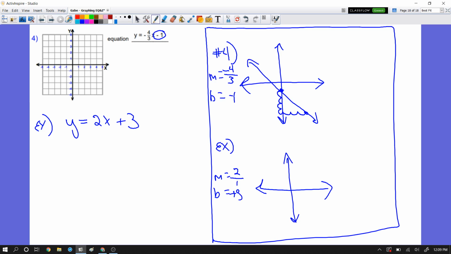I'm going to go up 1, 2, 3, plot it, and then go up 1, 2 over 1. I want to see a positive line crossing through a positive 3. That's all. This is what your assignment should look like.